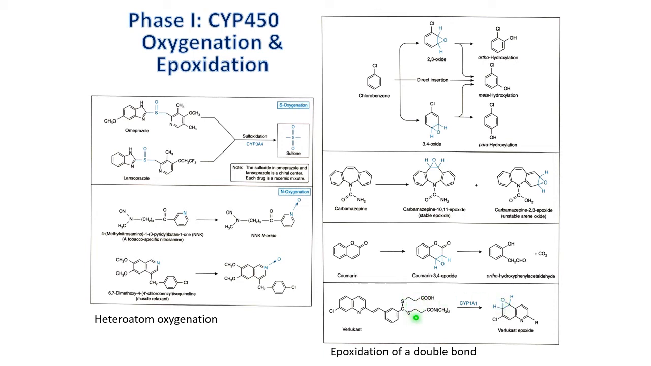You're really modifying this in a large way, removing a lot. But then right here on this part of the structure, on this double bond, you're producing the epoxide. So that's just one example of epoxidation. Actually, all these are epoxidation, epoxidation, epoxidation. So please remember that these are reactions of CYP450.